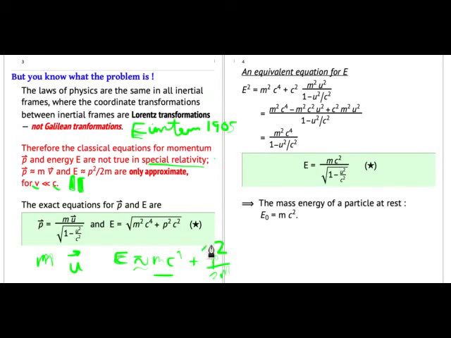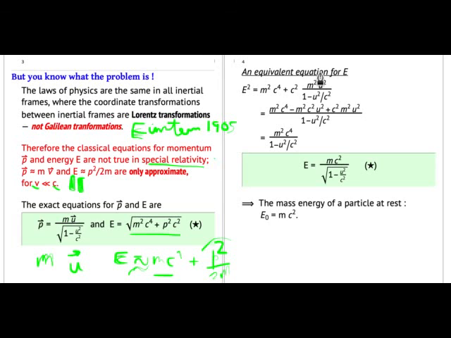So you see, as I make the approximation for small energies or low speeds, I actually have two parts coming out of special relativity. I have E equals mc squared. That's called mass energy. And I have p squared over 2m. That's just exactly the kinetic energy of classical physics. But this is only approximate. This is only approximate for small energies or small momenta. This is the exact expression.